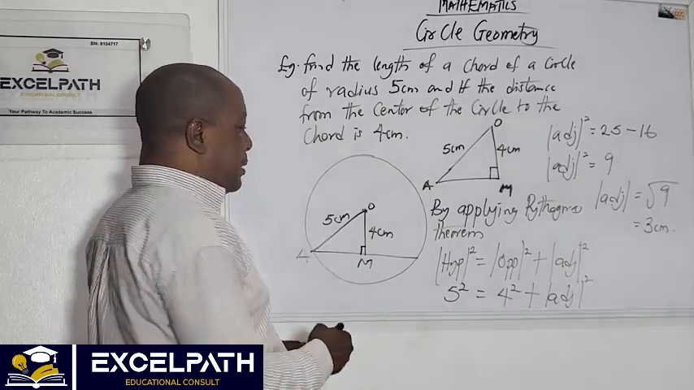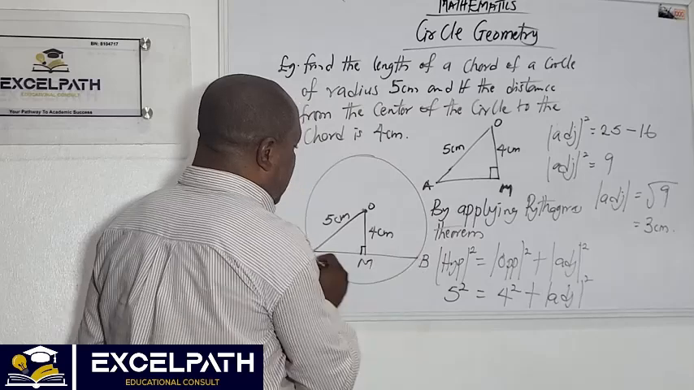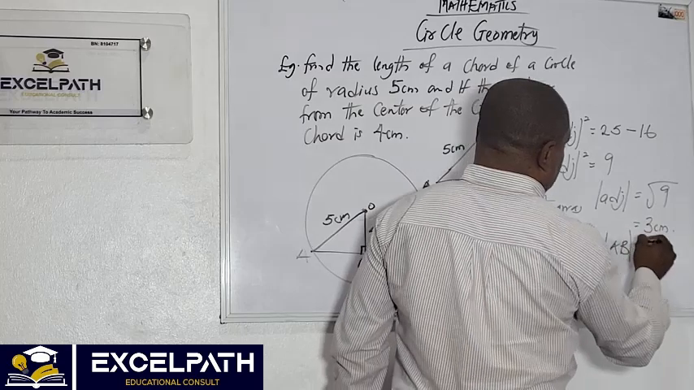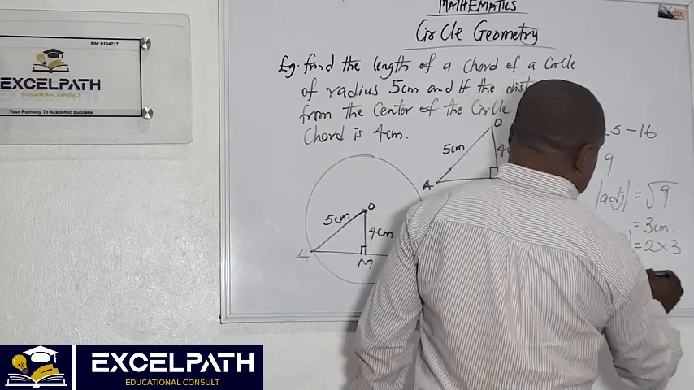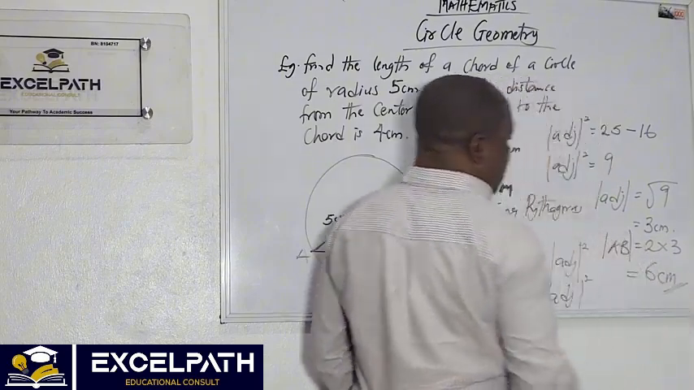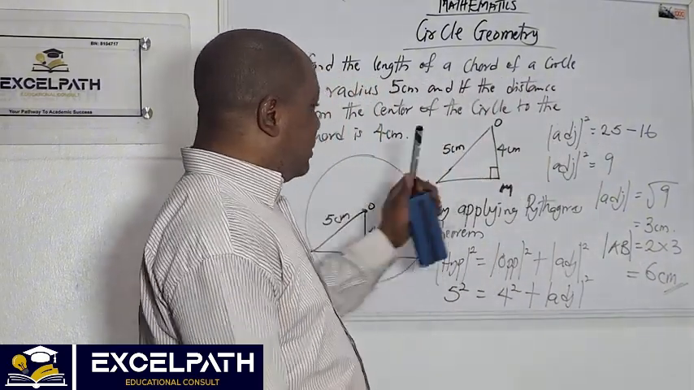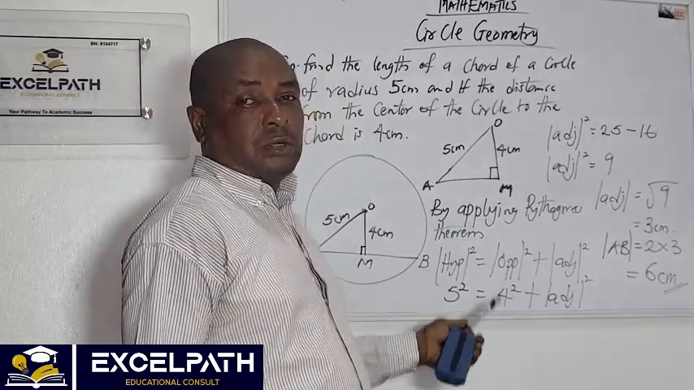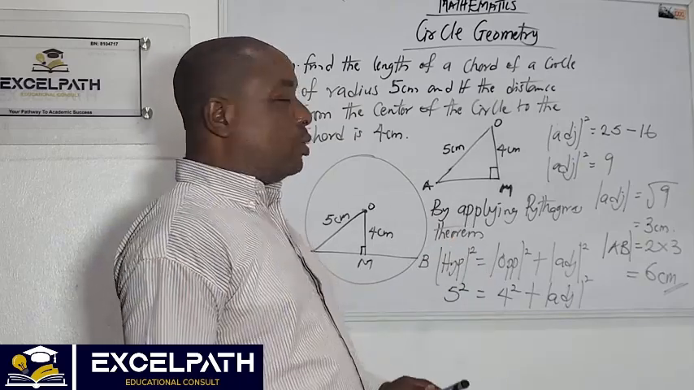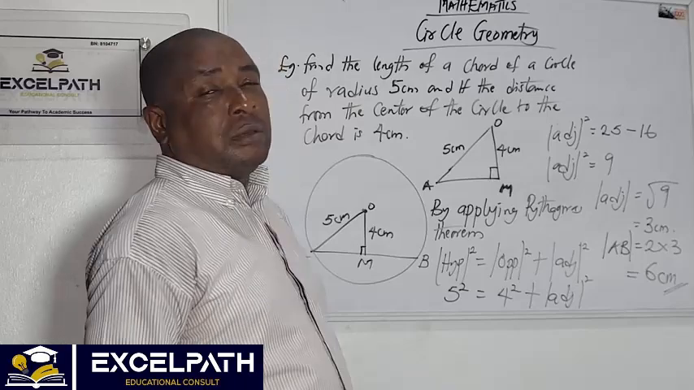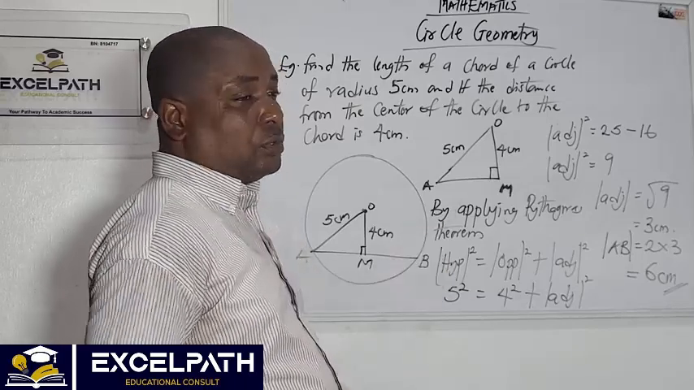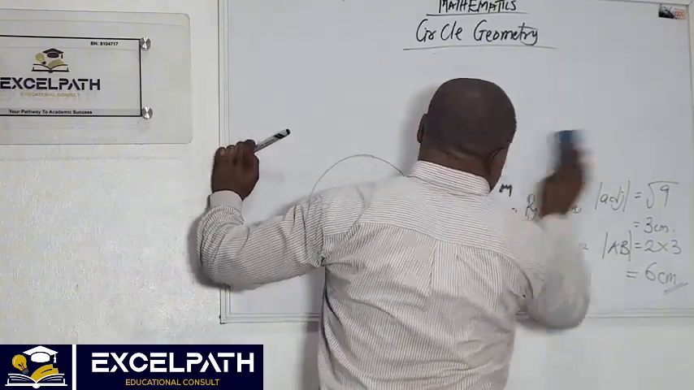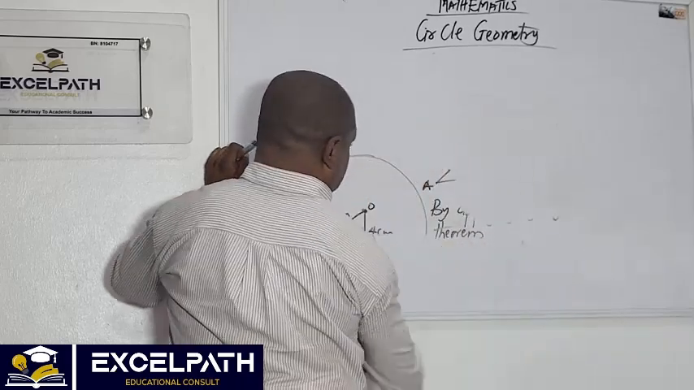That is AM. So the length of the chord AB will be equal to 2 times 3, which is 6 centimeters. This is the length of the chord from the question given to us. Without wasting much time, I believe we've all taken note of this. So let me clean and let's go to the second theorem. I will take another example. I will go to the next one until we finish the theorems.